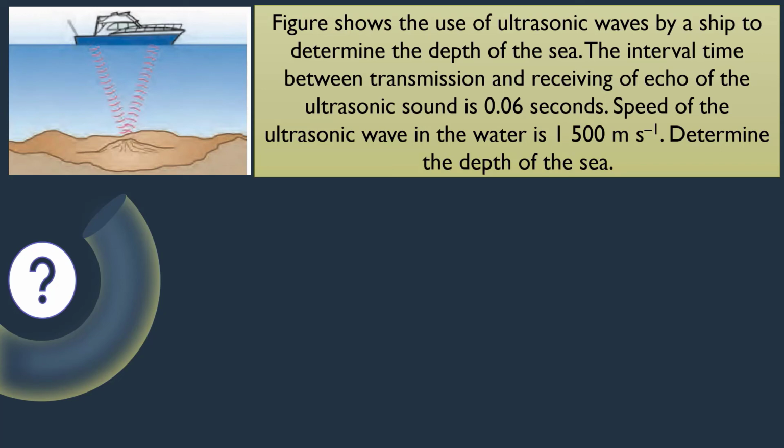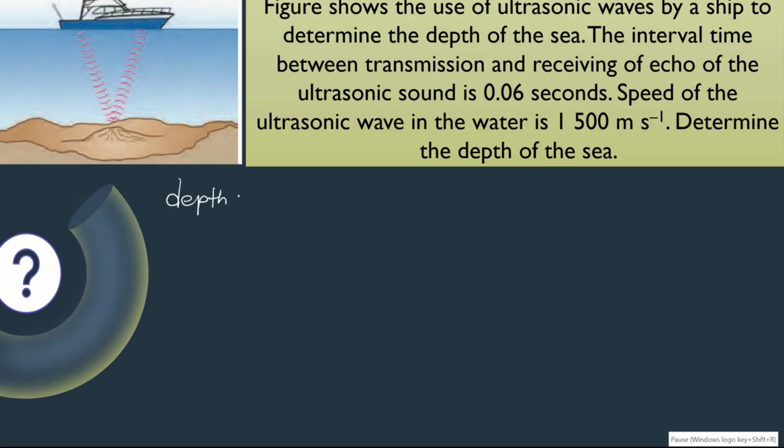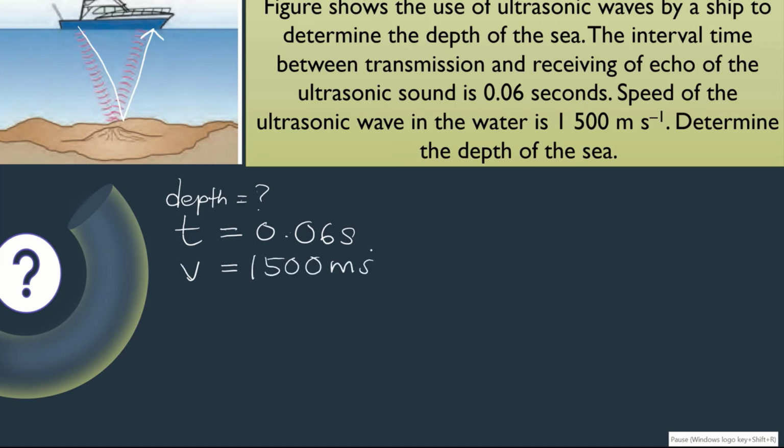So you just write the formula and plug in the numbers. What's the depth of the sea? The interval time between transmission and receiving is 0.06 seconds. The speed of the ultrasonic wave in the water, the symbol is v, is given as 1,500 meters per second.